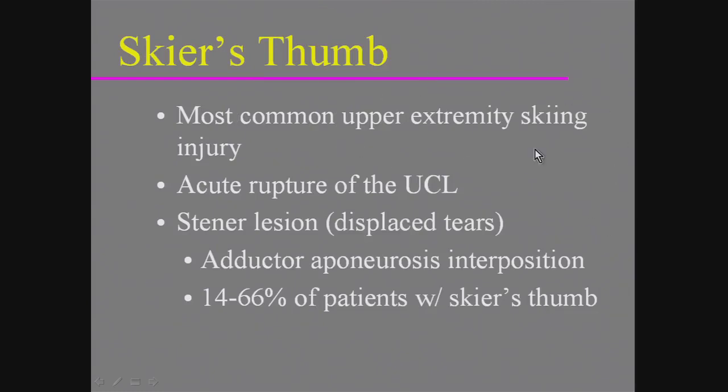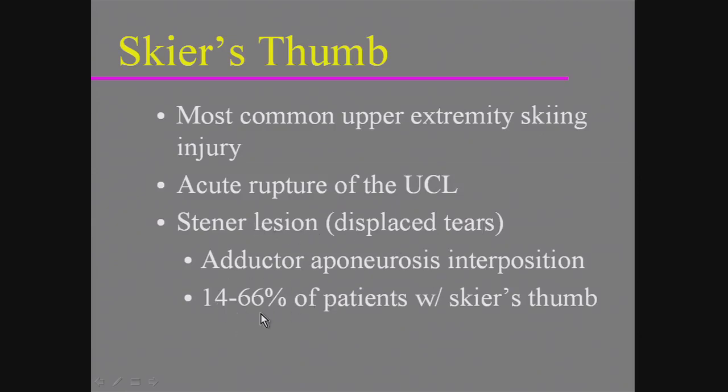So some examples, we'll start out with skier's thumb. After upper extremity dislocations, this is the most common injury that we see in the upper extremity. In skiers, it's a disruption of the ulnar collateral ligament at the level of the first metacarpal phalangeal joint. When the tear is displaced superficial to the adductor aponeurosis, it's referred to as a Stener lesion. So interposition of that aponeurosis with the ulnar collateral ligament flipped superficial to it is a Stener lesion.